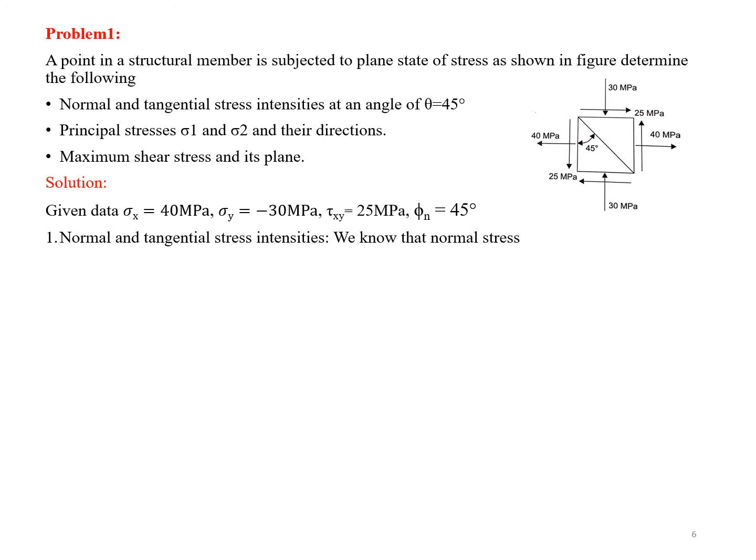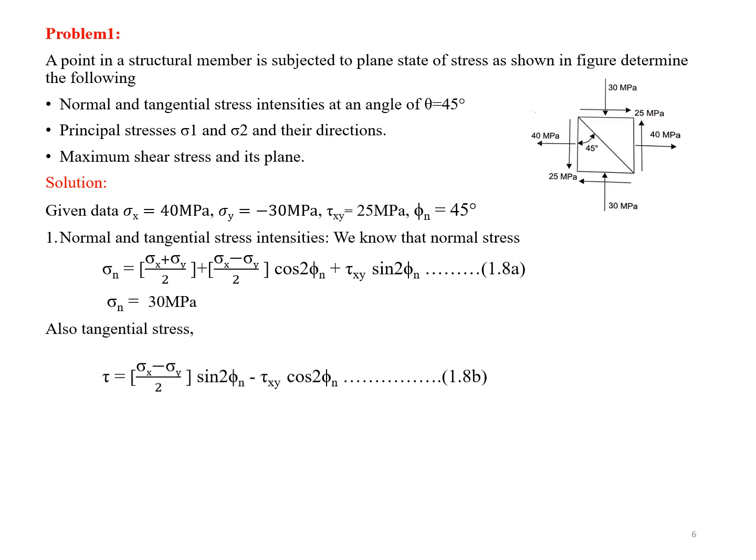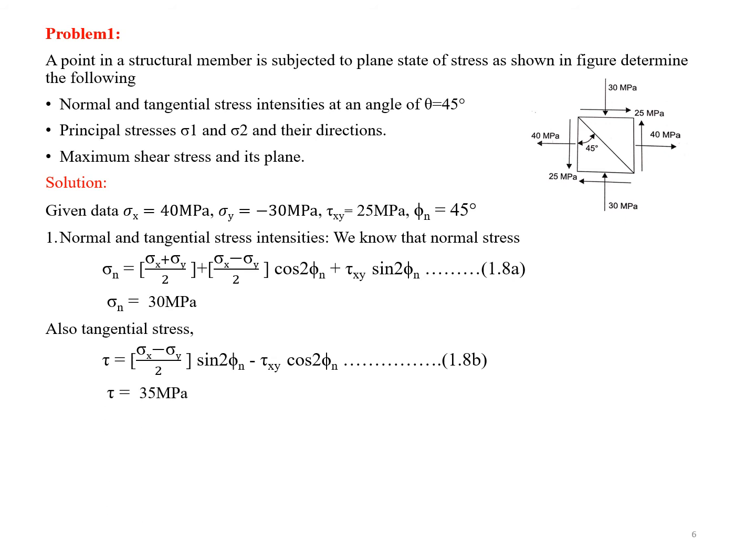So normal and tangential stress intensities, we know the equation, so we can substitute that. So sigma n is equal to (sigma x plus sigma y) by 2 plus (sigma x minus sigma y) by 2 cos 2 phi n plus tau xy sin 2 phi n. This equation you can get from the design data handbook with equation number 1.8a. If you substitute sigma x, sigma y and tau xy with the angle as 45 degrees, you get normal stress as 30 megapascals. Similarly, you can get the shear stress. If you substitute these values in the equation, we get 35 megapascals as shown.